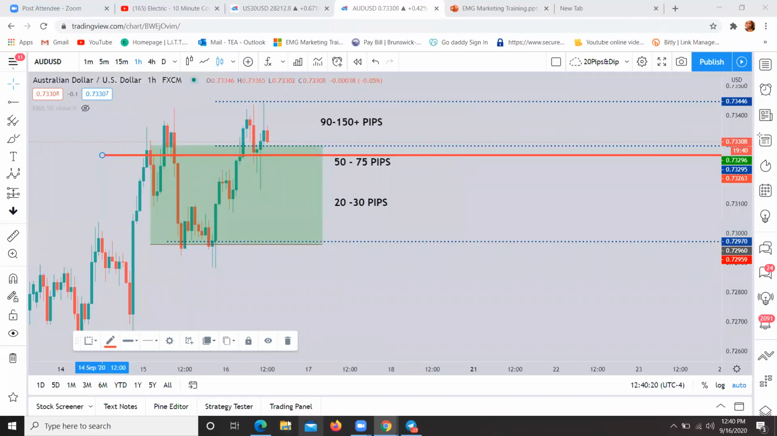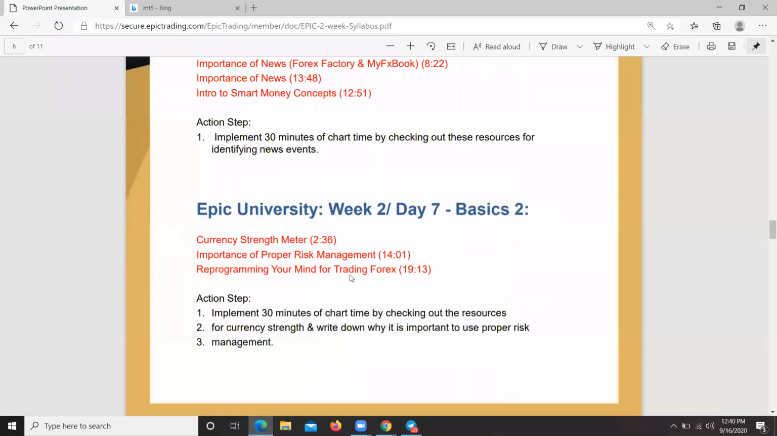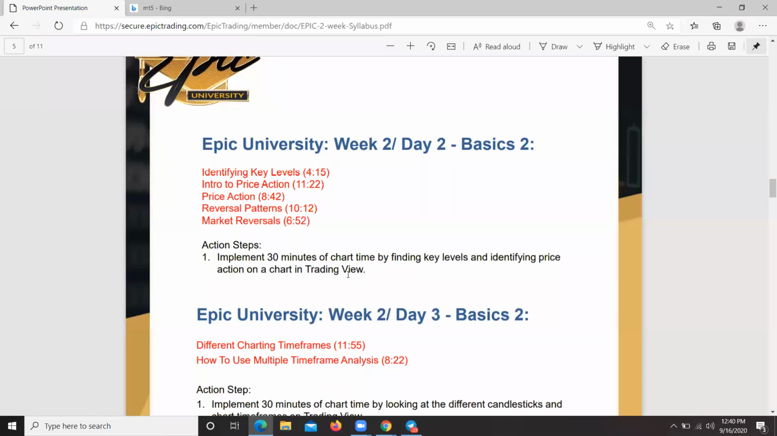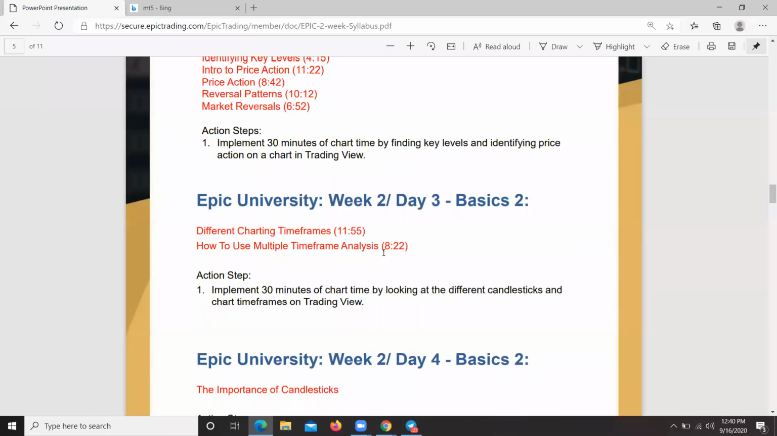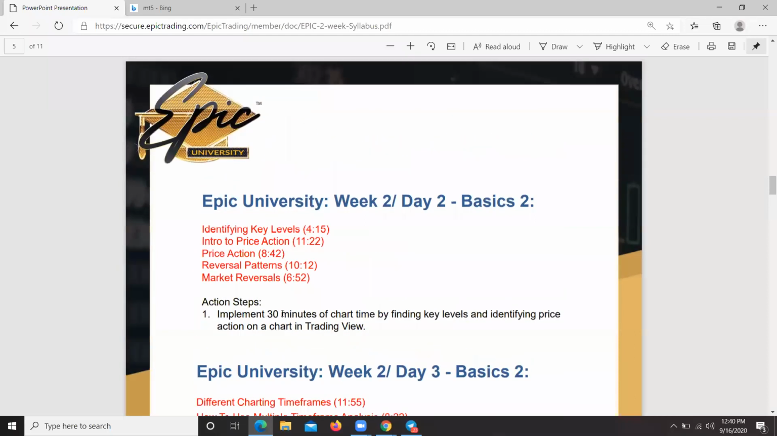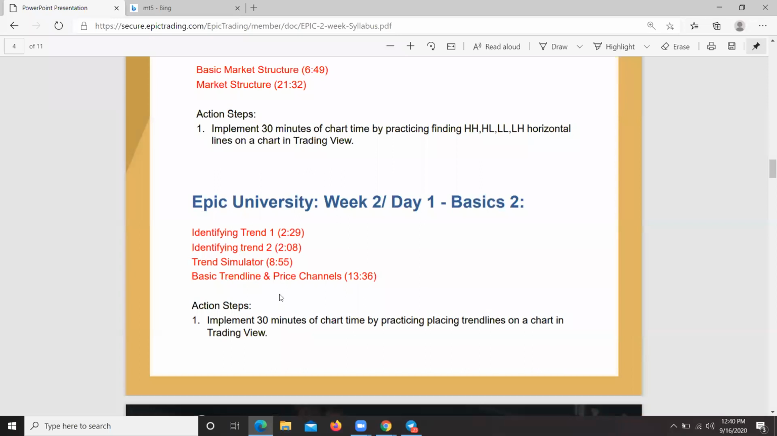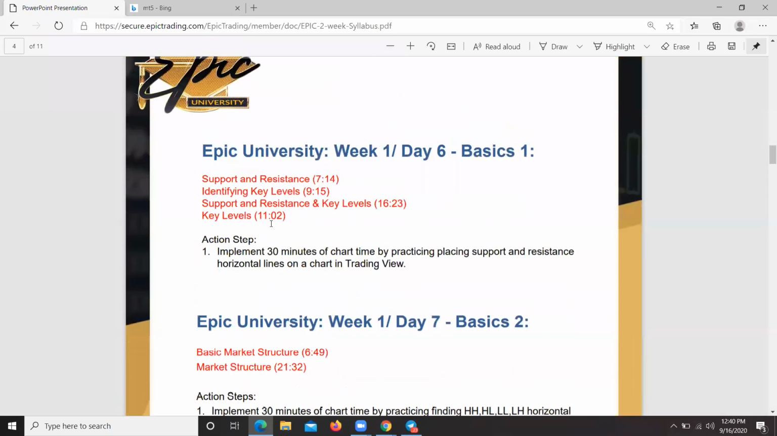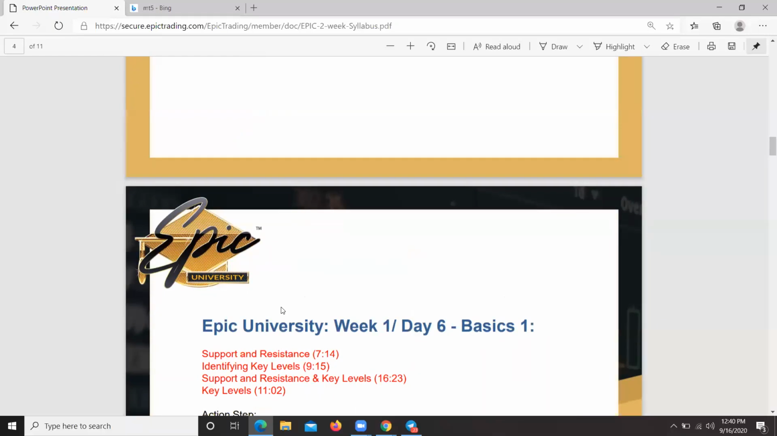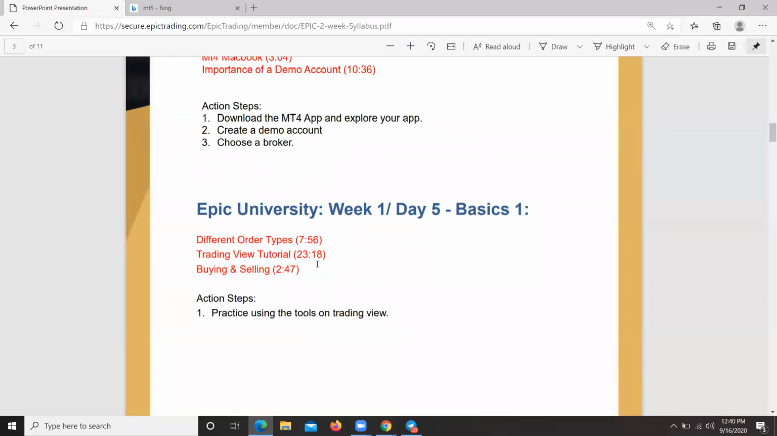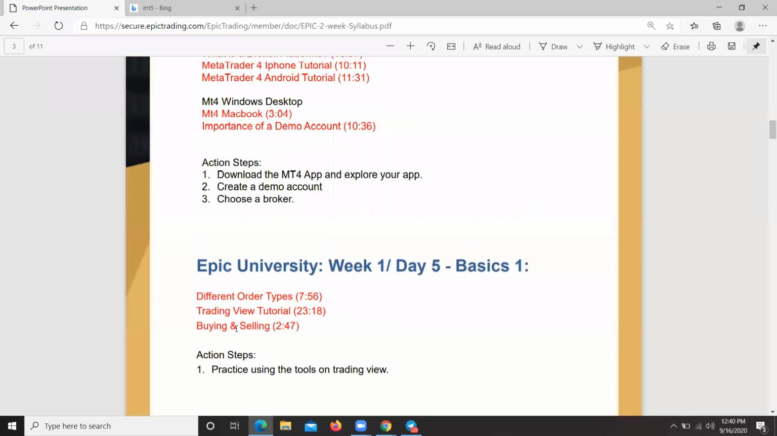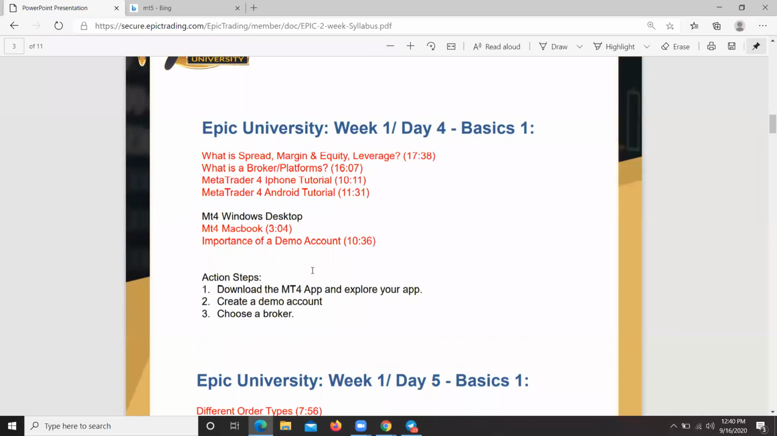Okay? Again, these concepts, I promise you guys I got you covered. It's already in here. What I was talking about, multiple time frame analysis, different charting time frames. When the market reverses, everything is here. Trend lines, how to use trend lines, basic market structure, support and resistance and key levels, how to identify them, TradingView, buying and selling, exactly what we're talking about here, how to use that demo account. All of that good stuff is here, y'all. I promise you I got you covered. Be patient with me.